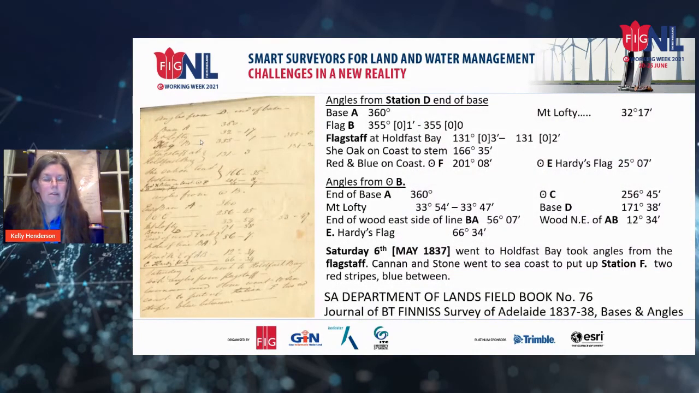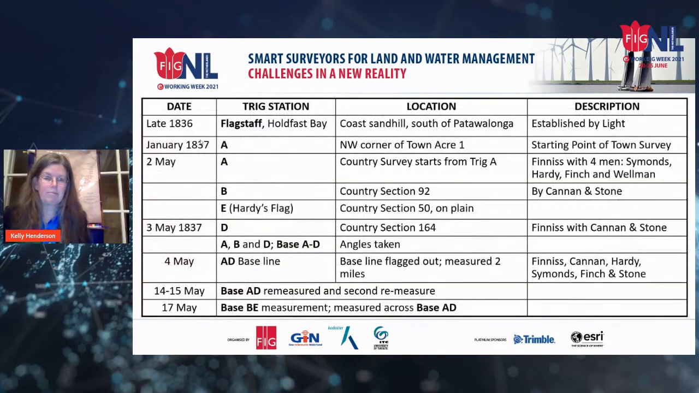The bulk of the information comes from field book number 76, preserved in the South Australian Lands Department, which was the bases and angles recorded by Baltravis Finnis in that southern and western quadrant, but he also made many connections to other trig stations in the other sectors. This is page 7, showing the measurement of the bases.